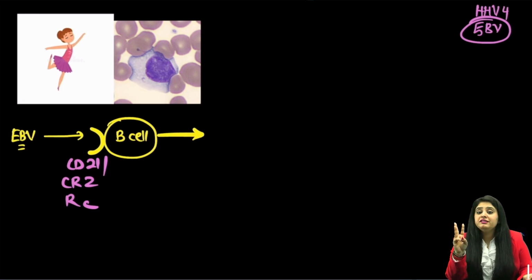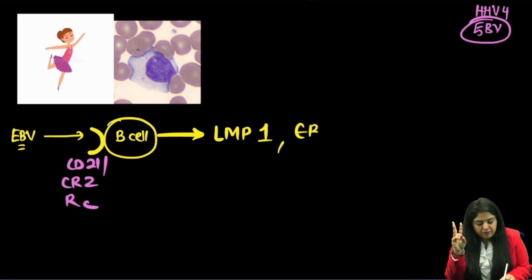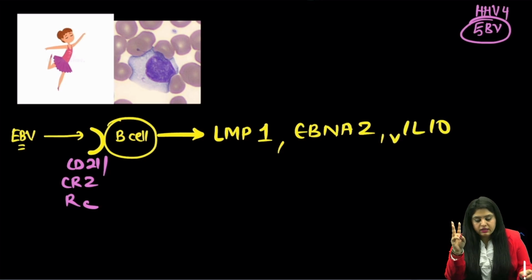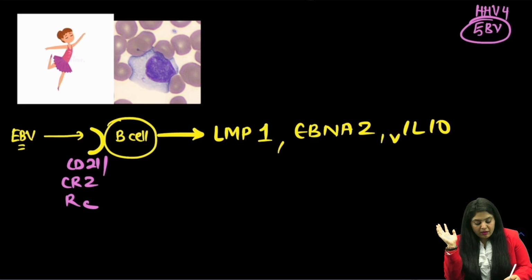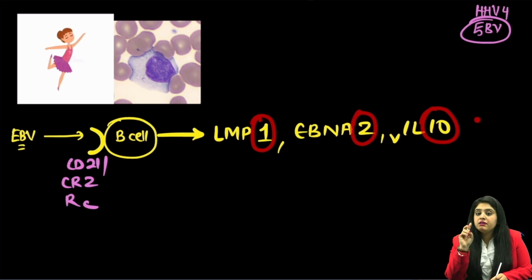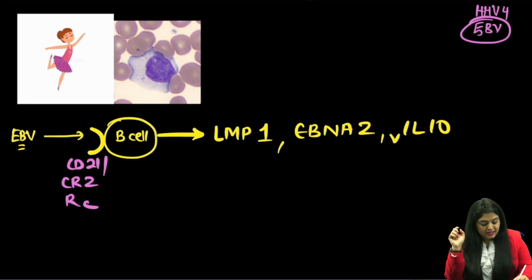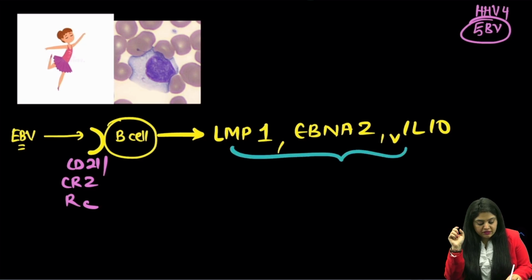Question number 3. After going into the B cells, what all does it release? 1 to 10. 1 to 10 means it releases LMP1, then EBNA2, and viral interleukin 10. We don't release interleukin 10, but he has got his own interleukin 10. So remember, what does Epstein-Barr virus release? I told you it releases 1 to 10: LMP1, EBNA2, interleukin 10. As a result, a lot of diseases are going to happen.